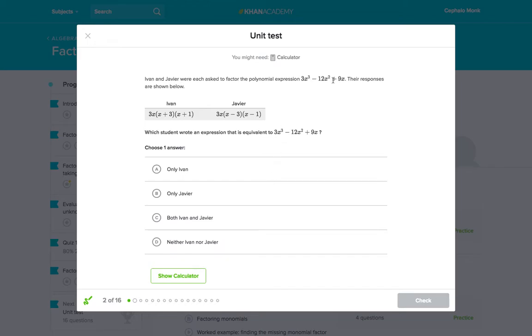To factor the polynomial: 3x to the third minus 12x squared plus 9x. So the coefficient 3. Normally we'd have to solve this by grouping, I believe. Oh, does it want us to do grouping? Yes, it does. Dang it. I was going to say we could just divide by 3 since they're all multiples of 3, 12 and 9, but it looks like it wants grouping, so let's try to do that.